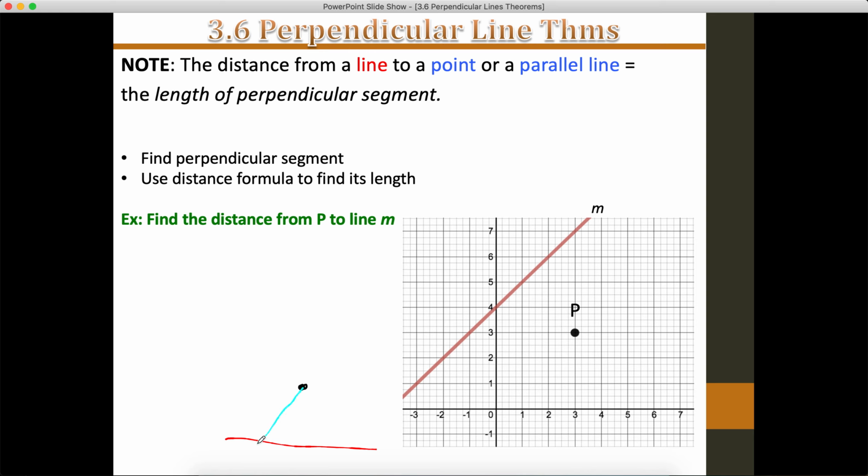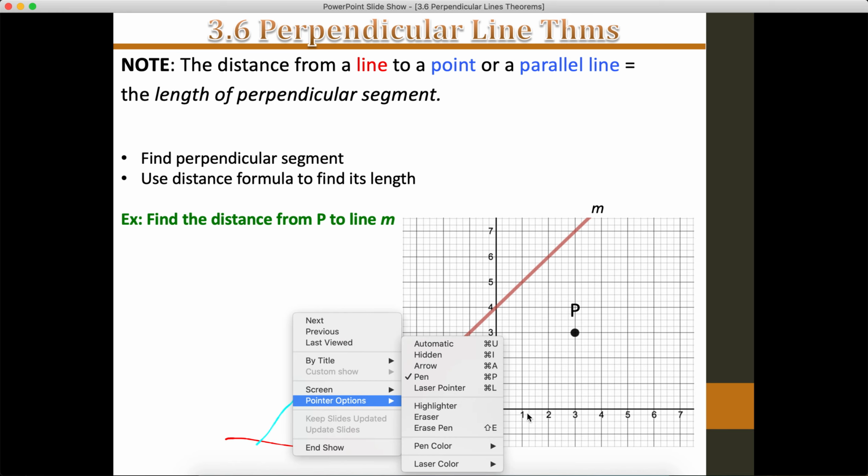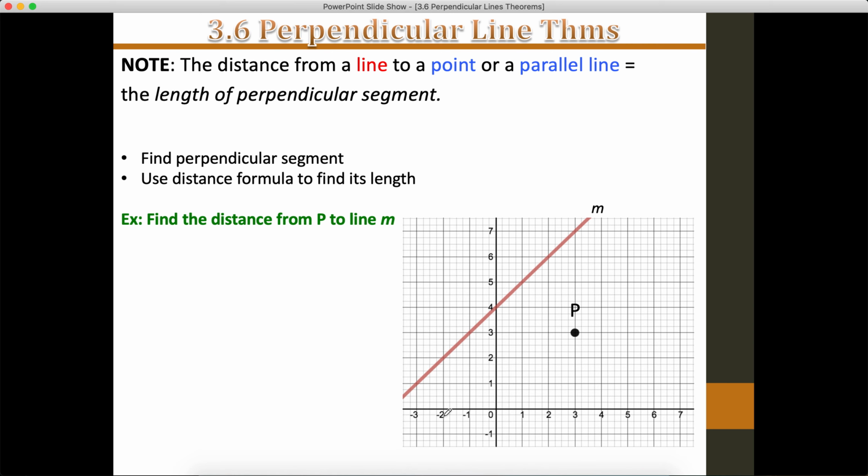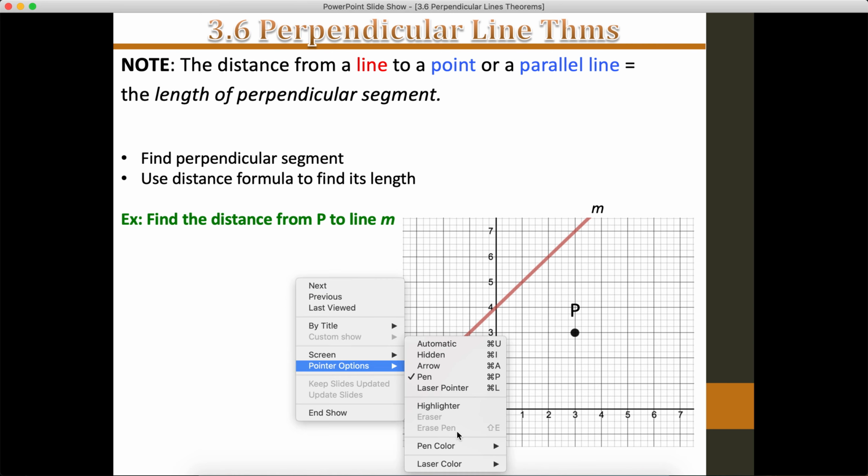I'm not going to say this is the distance from P to line M, right? I'd want to go with this. This perpendicular segment would be representative of the distance from the point to the line. You just go the shortest distance, which implies a perpendicular segment. So fine, how do I do this then?